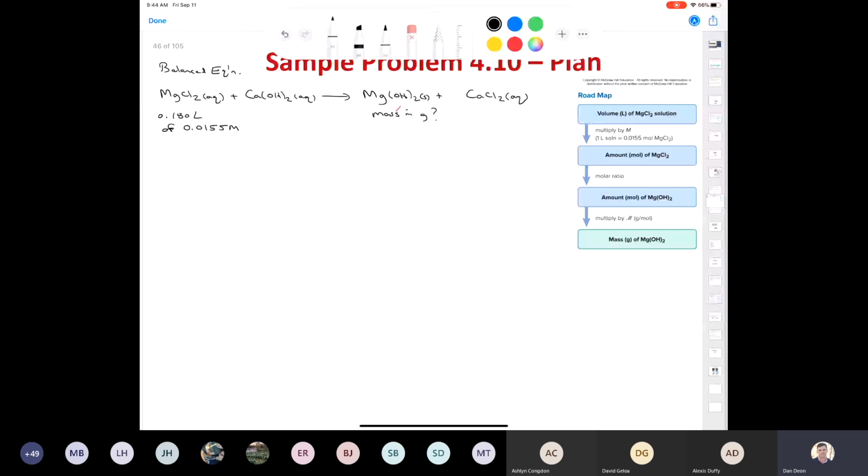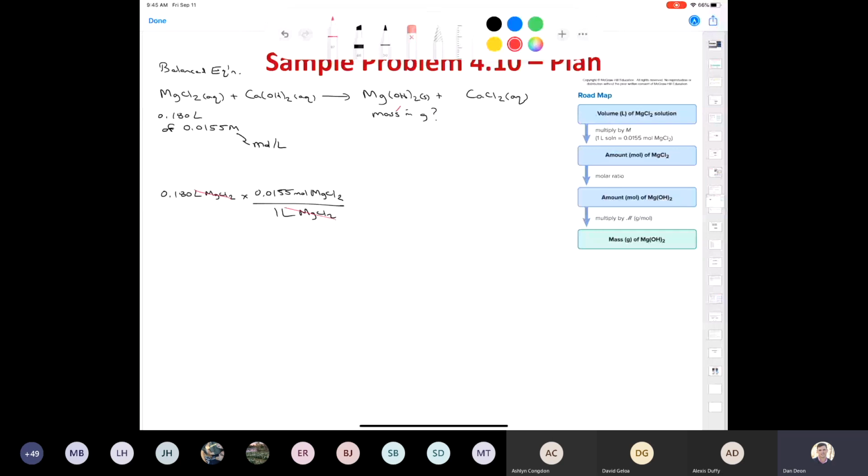I've got 0.180 liters of magnesium chloride, and from my molarity, I know that there are 0.0155 moles of magnesium chloride in 1 liter of magnesium chloride. Remember, molar stands for moles per liter. If we were to stop right here, we would cancel out the volume of magnesium chloride, and we'd end up with the number of moles of MgCl2.